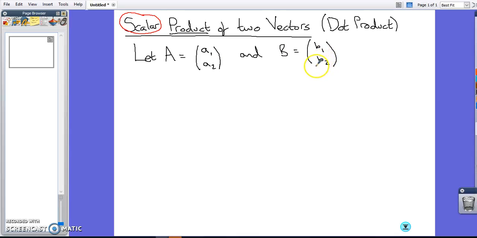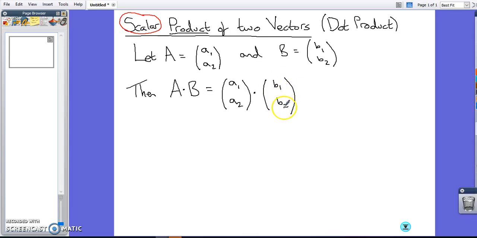Now there are two ways of multiplying vectors together, and we're going to be looking at the first way, the scalar product. It's known as the dot product because to denote this type of multiplication between vectors, we write A dot B. There is the cross product, which comes later, where we use the cross symbol for multiplication. So A dot B is equal to A1, A2 multiplied by B1, B2.